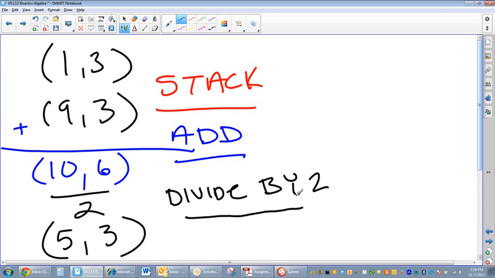I got the 2 because if you're trying to find the average between two numbers, what do you divide by? 2. I want the average between two numbers, so I would divide by 2. So I stack, I add, I divide by 2. Well, you can count it.